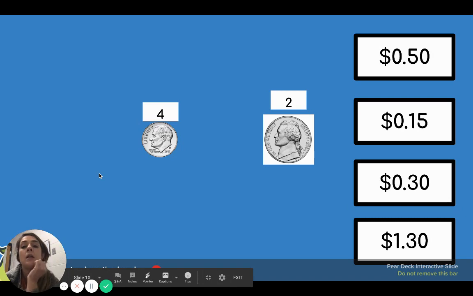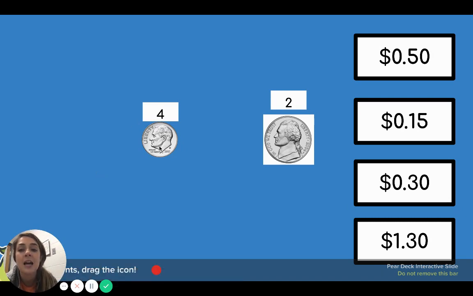Okay? Now, you might be thinking, well, I know that a dime is 10 and a nickel is 5, so this is 15 cents. That's not a bad guess, but up above it says how many you have. So it can't be 15 cents because I know that I have 4 dimes and 2 nickels. So I'm going to first count by tens because I know that a dime is worth 10.